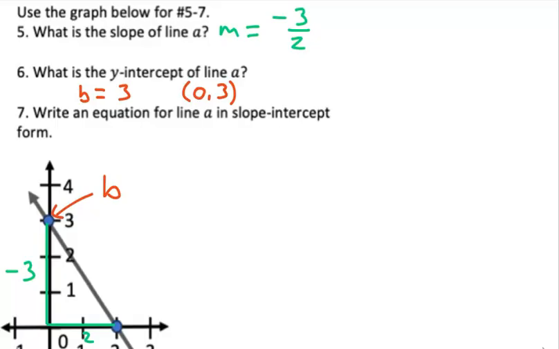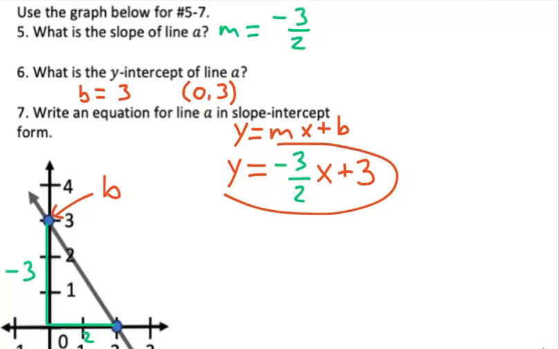Now if we put that together, we can write the equation in slope-intercept form. Slope-intercept form is something you need to memorize. y equals mx plus b, where m is the slope, in this case, -3/2. And then our y-intercept is the b, in this case, 3. It's a positive 3, so we'll put plus 3. If it were a negative, we'd put minus whatever value.